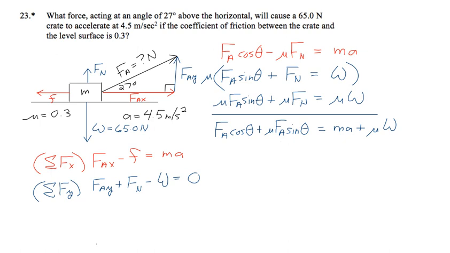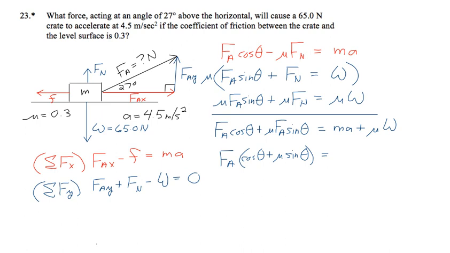Who has the algebra steps? Yes. Factor out the unknown variable from each term. Right. Factor out the unknown. So the unknown is FA. If I take out the FA, then what I'm going to be left with in parentheses is cosine theta plus mu sine theta. So that extracts the unknown variable from the other member.